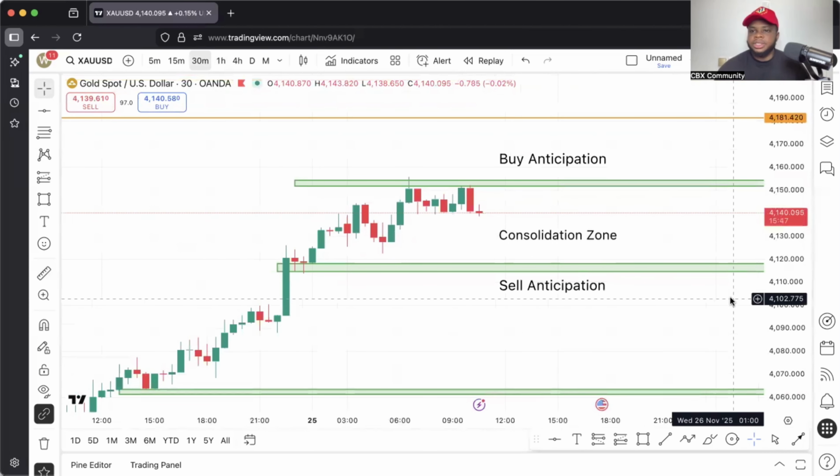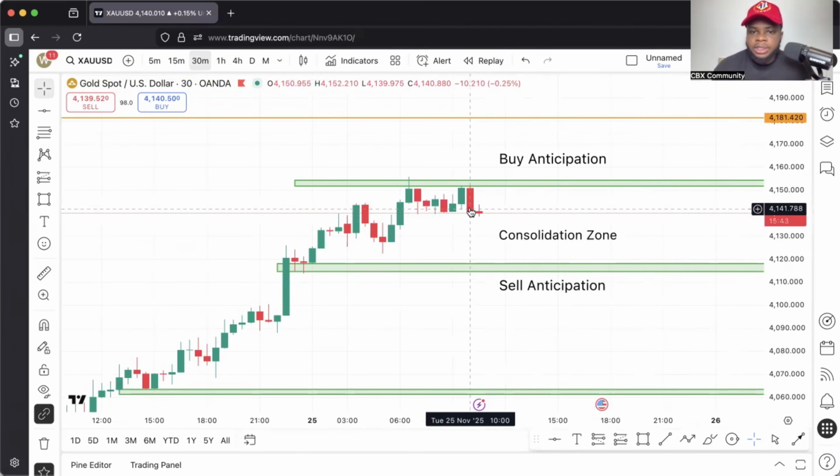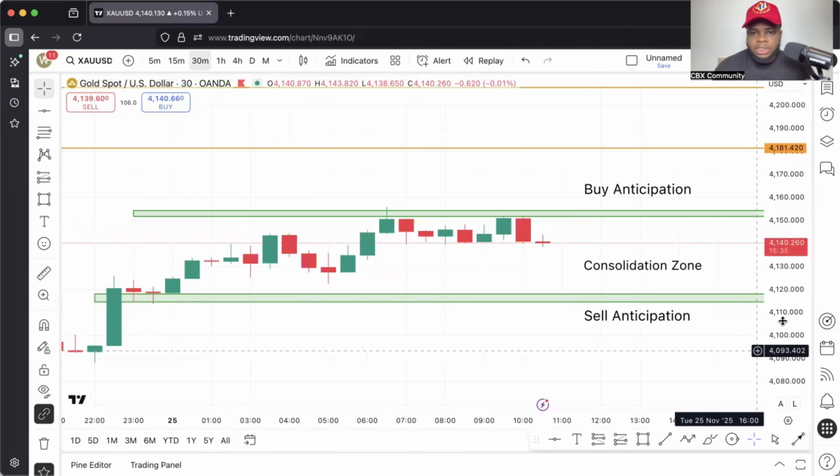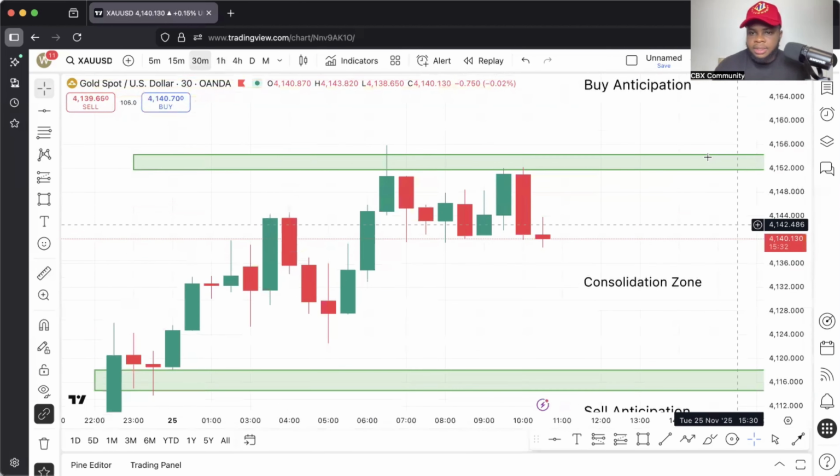So we are in a consolidation zone. We can't really do anything at this moment. This 30 minutes candle broke the low of this bullish candle and it didn't break. Let's zoom the chart a little bit so that I'll be able to have an idea what the market structure is saying.